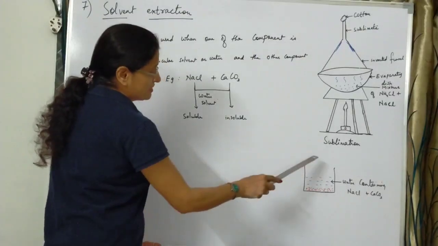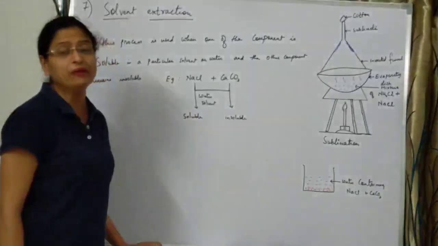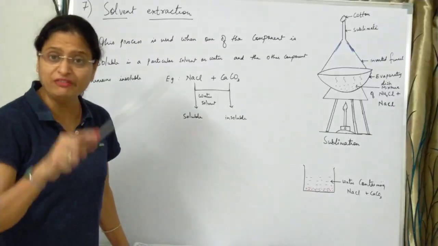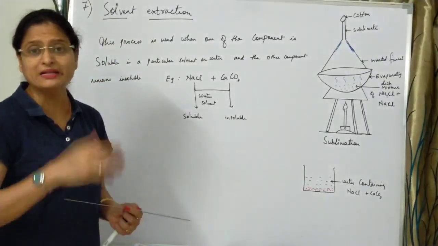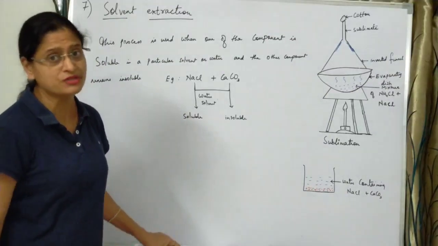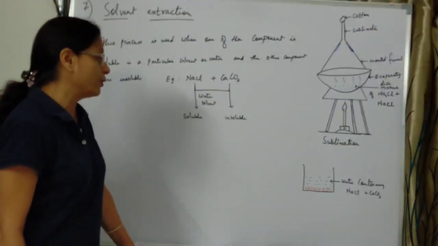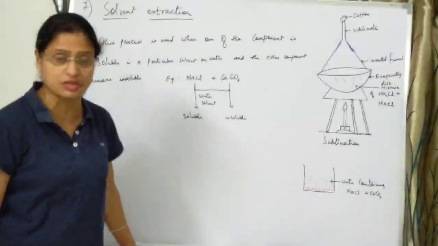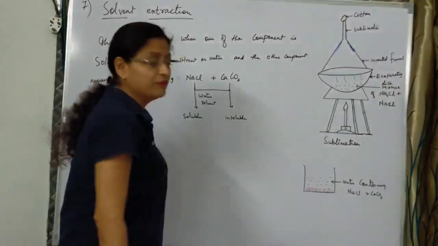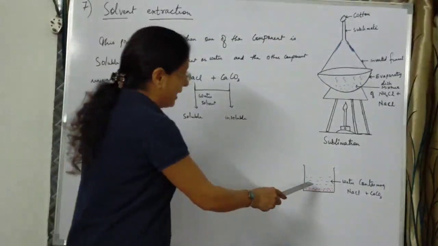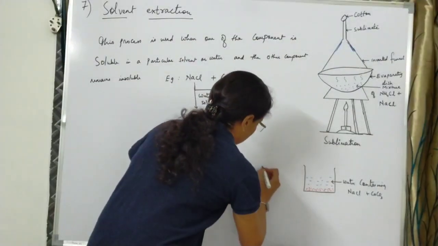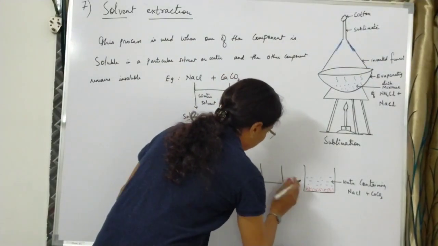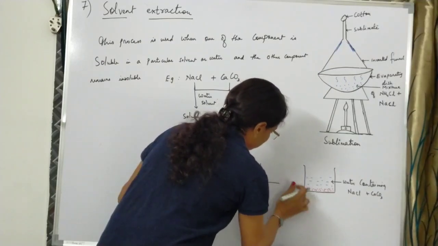Now what can we do? We just leave it undisturbed for some time. And what is that process? Where we leave the container undisturbed for some time so that the solid particles settle down, that process we call sedimentation. So we can allow it to sediment, and then slowly, you take another beaker. I'm showing over here, another beaker can be taken.